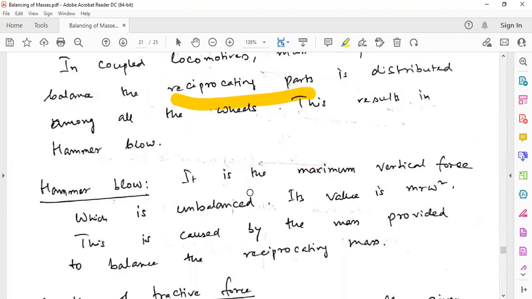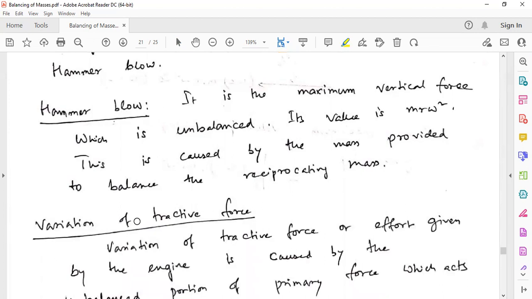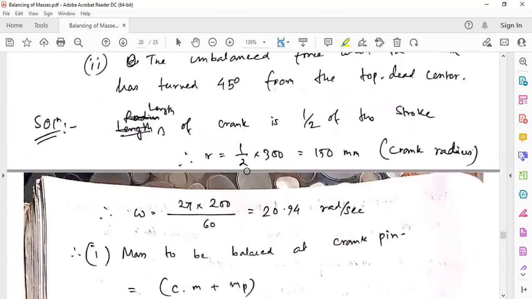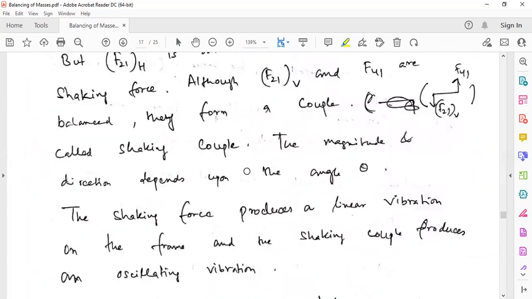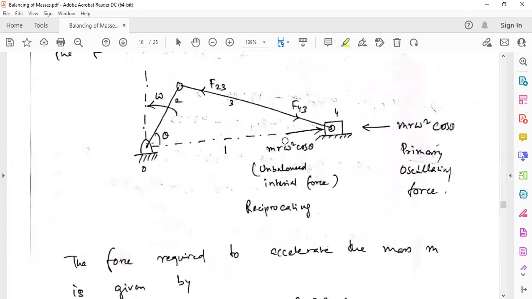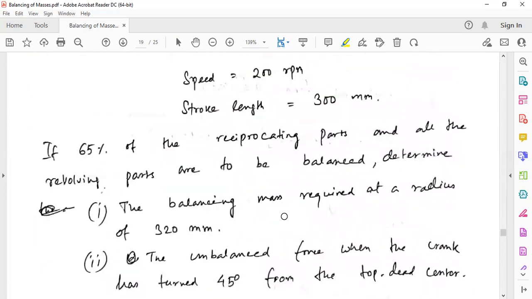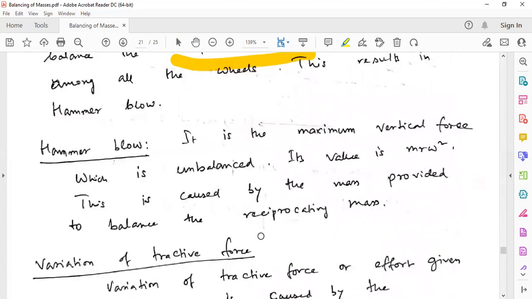Now there is something called hammer blow. What is hammer blow? It is the maximum vertical force which is unbalanced. Its value is mr omega square. Just like here, we have seen that this is the mr omega square force, and it has a horizontal component and a vertical component. Similar to mr omega square cos theta and sin theta, we have a vertical force.